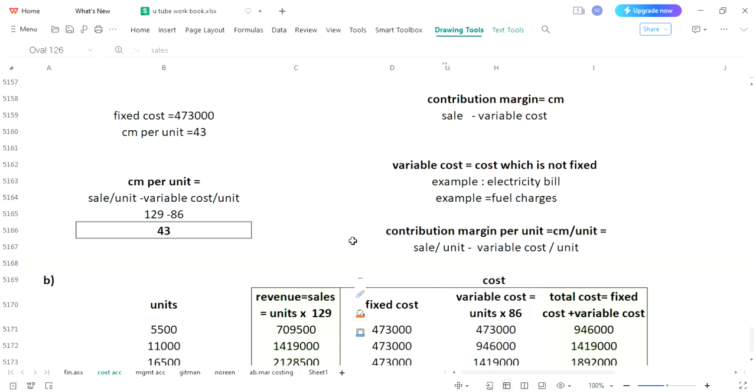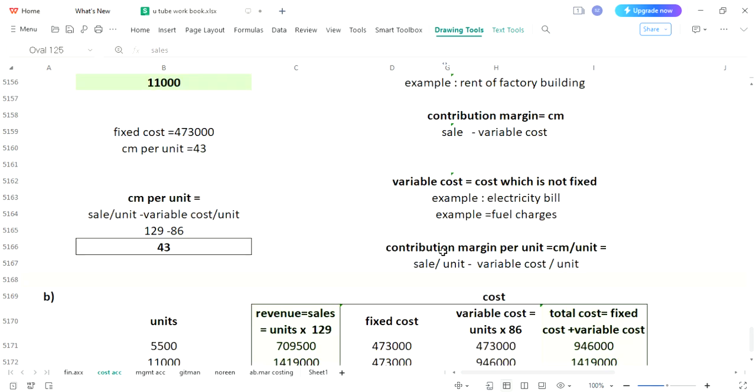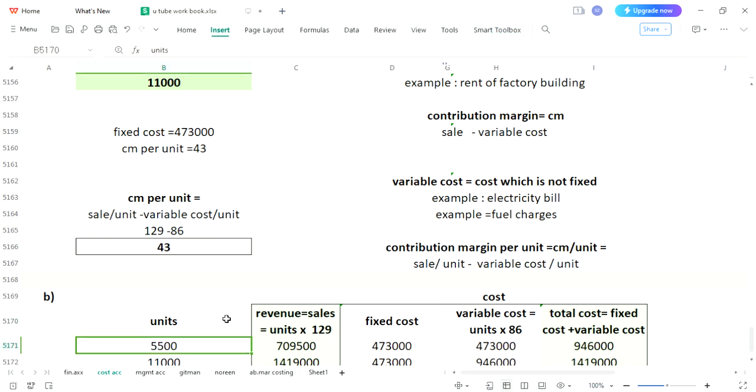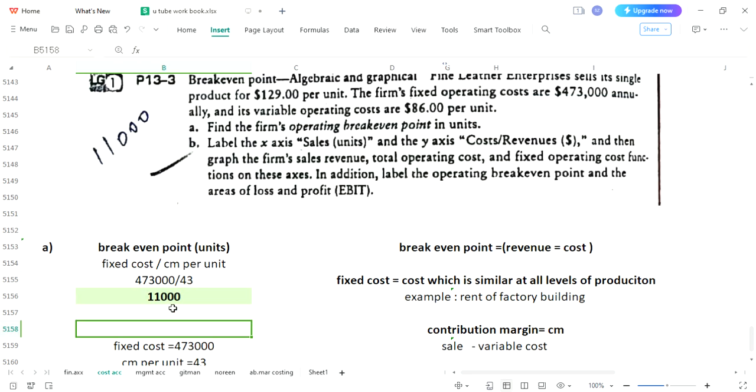Now let's see what the second point was. 14 lakh 19,000 for the second, 11,000 number of units. Your total cost is 14 lakh. So pick it and see and understand what I am going to tell you. Look over here. For 11,000 number of units, your sales is 14 lakh 19,000 and your cost is also 14 lakh 19,000.